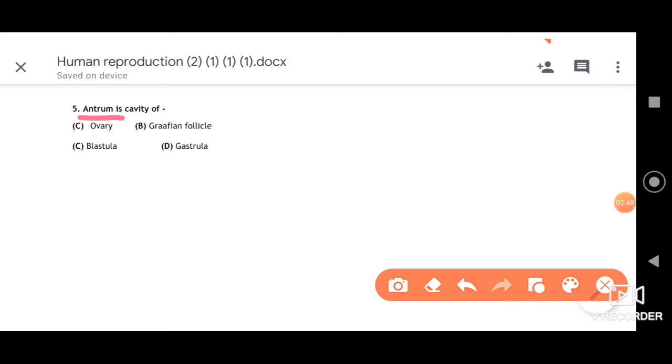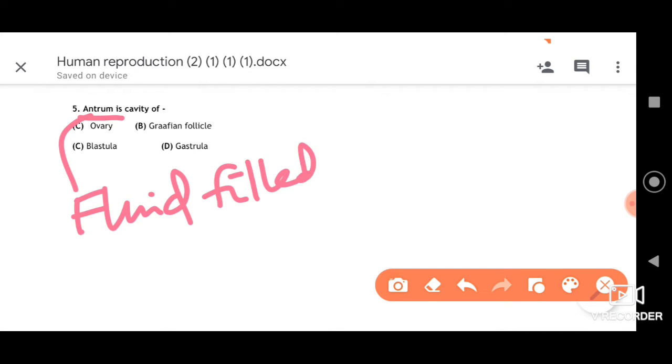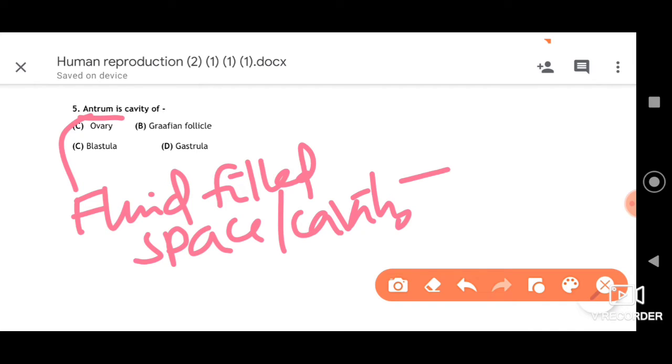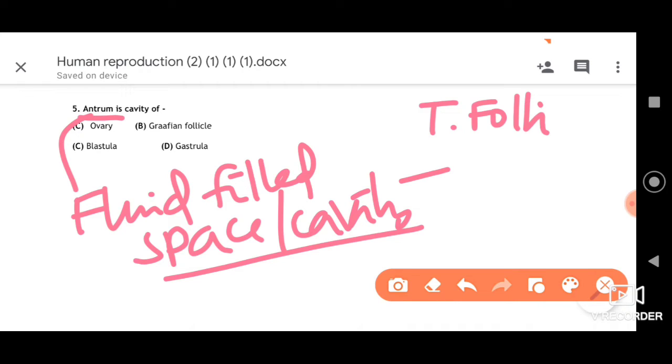Then dear friends, next question we have: antrum is a cavity of... We are very well familiar with it, that whenever you are talking about the antrum, it is a fluid filled space or cavity. This is the first point you need to remember. And this antrum develops in the follicle. It starts to develop in the tertiary follicle initially, in the ovary.